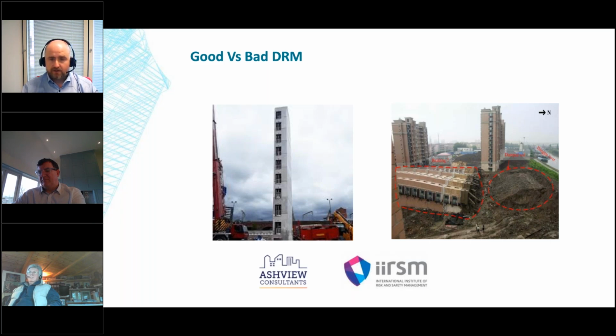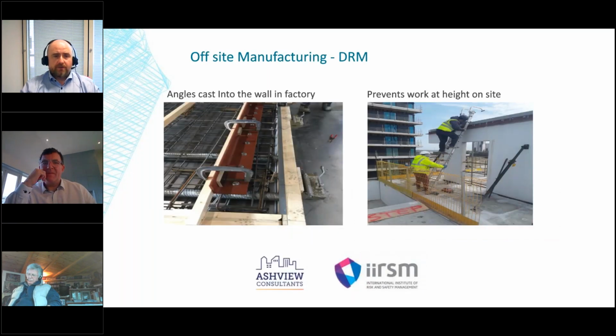Obviously on the right, hopefully none of us ever come across this, but this is where there's been a breakdown in design risk management. Actually, the building itself looks pretty intact, but obviously with the foundations and the permanent works, there've been issues there, and clearly poor communication. So moving on to a few other examples.